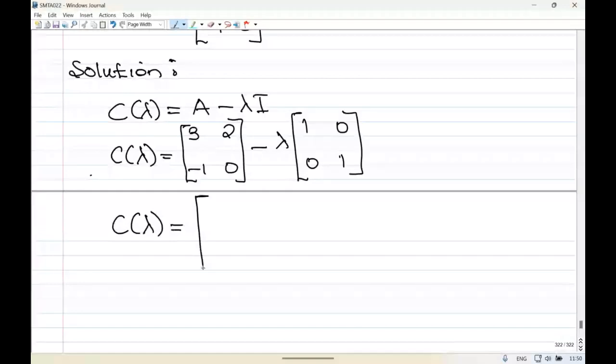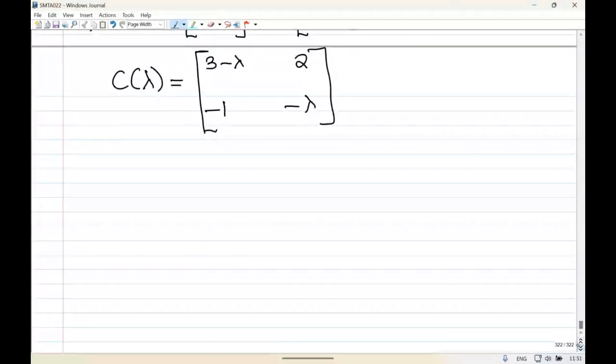What is the final answer for this going to be? Remember, the lambda will multiply that identity. The first one, you'll have 3 minus lambda. Then minus lambda, minus 1, and then 2, and minus lambda here, right? Yes. So after this, procedure number 2, they said you must do what?